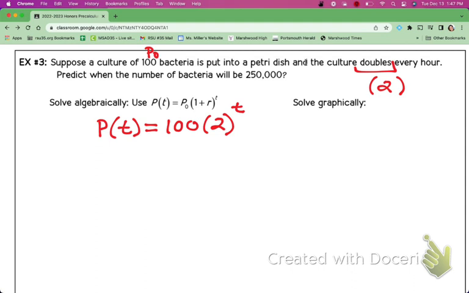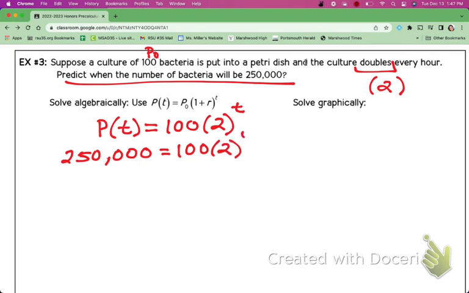And then we want to predict when the bacteria will get us up to 250,000. So I'm going to input this in place of my P of T, because that would be my output, and we need to solve for what T gets us to that output. So plugging in 250,000 on the left, now we have an equation that I know you guys can solve.